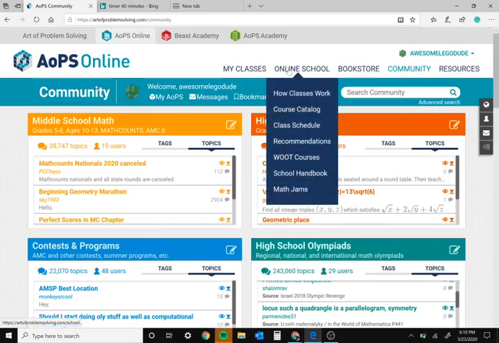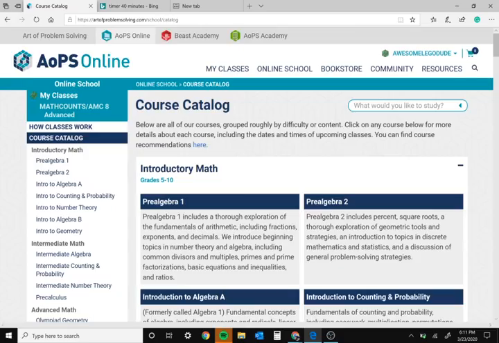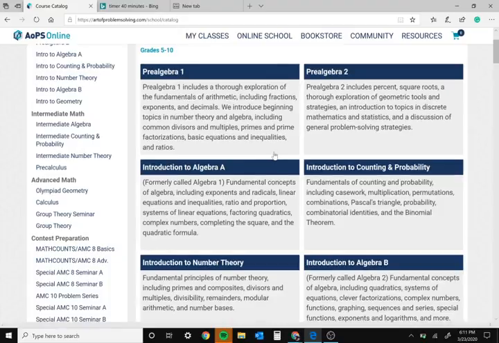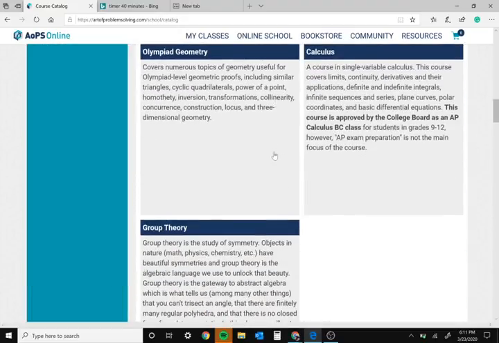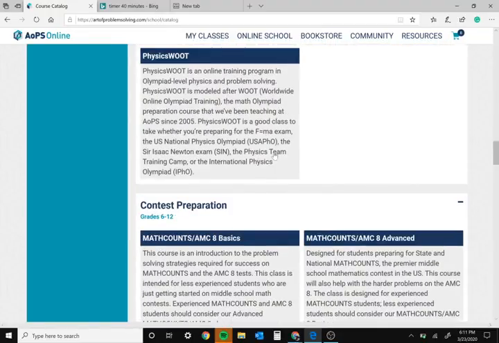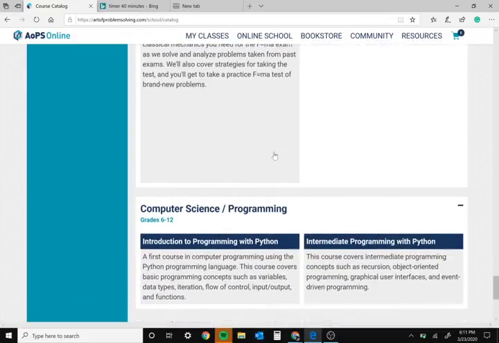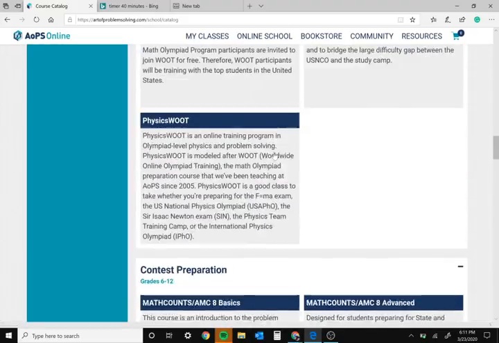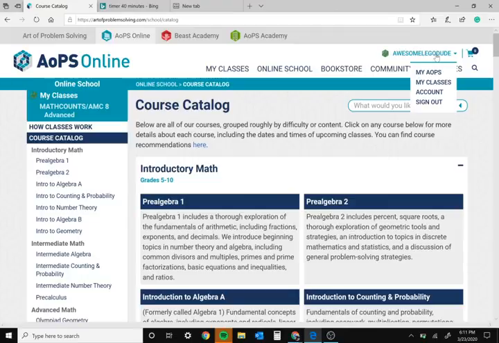You've got an online school. Let's look at the course catalog real quick. Introductory math, you've got all this stuff. Intermediate math and advanced. You can take calculus, group theory, you can take WOOT courses, contest preparation. There's tons of contest preparation stuff. Computer science and programming. So yeah, that's AOPS, of course. As you can see, no ads. I didn't have to pay anything.